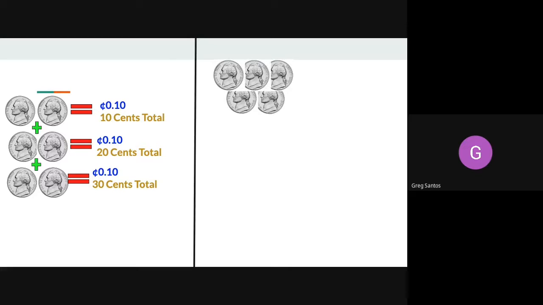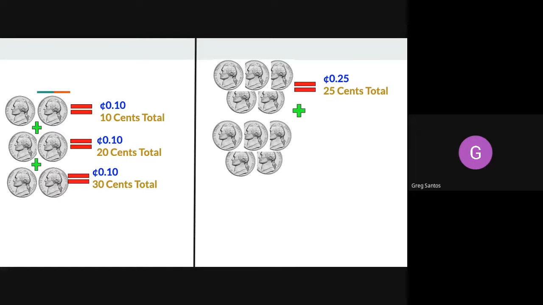An example of piles of 5. You have 1 pile of nickels, which gives you 25 cents. You're going to add a second pile of nickels, which will give you a total of 50 cents.